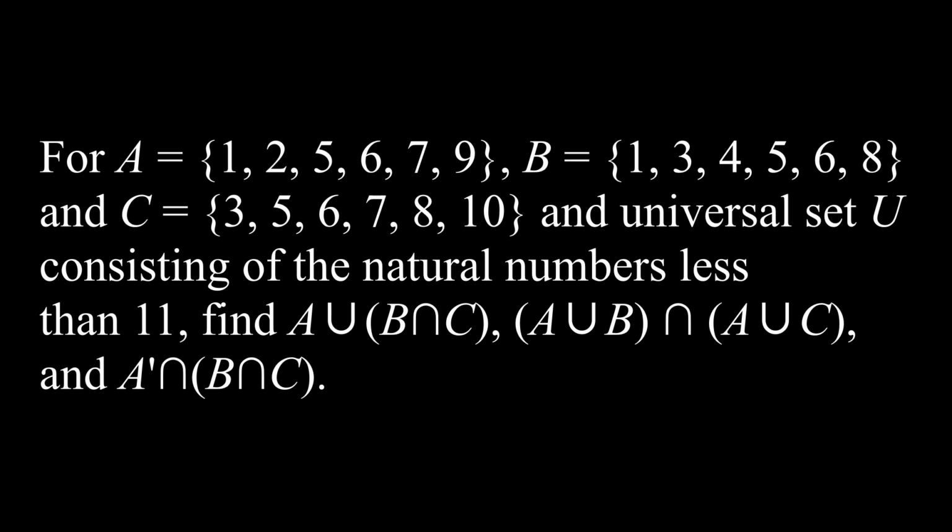For this, we're just going to jump straight in with an example where we have set A is 1, 2, 5, 6, 7, 9, B is 1, 3, 4, 5, 6, 8, and C is 3, 5, 6, 7, 8, 10, under the universal set consisting of natural numbers less than 11. That is the numbers 1 to 10, where we want to find A union the quantity B intersect C, A union B intersect A union C, and A complement intersect the quantity B intersect C.